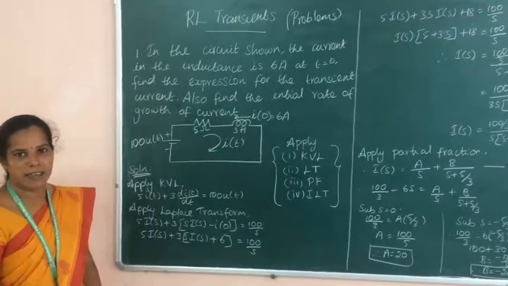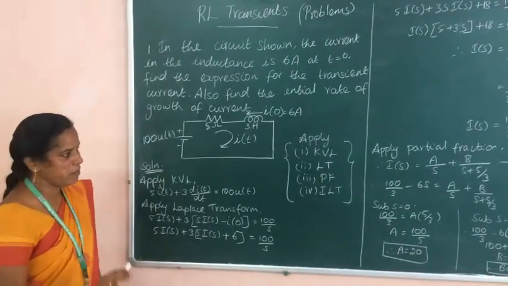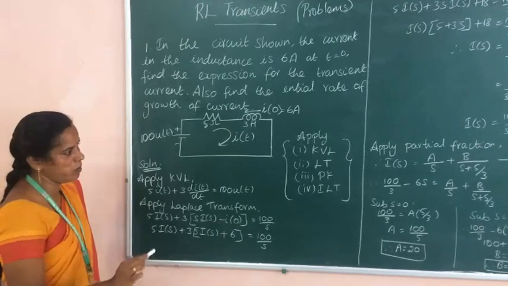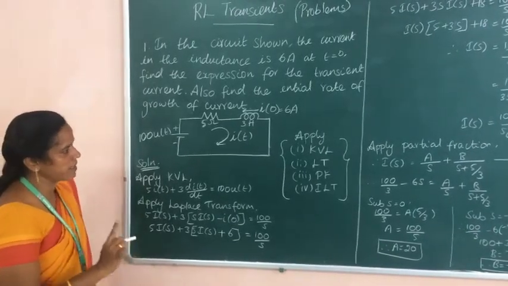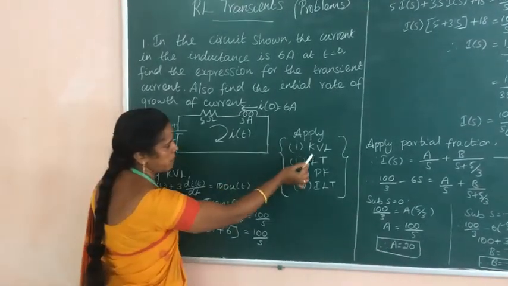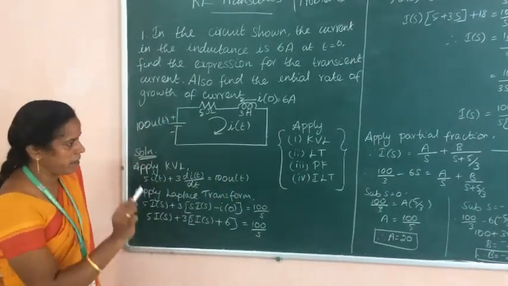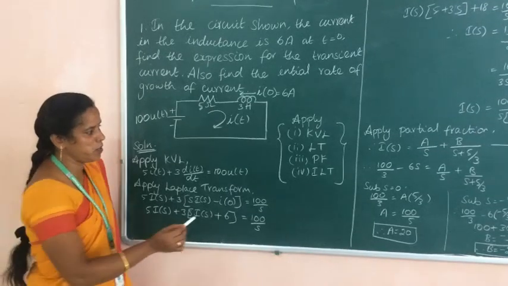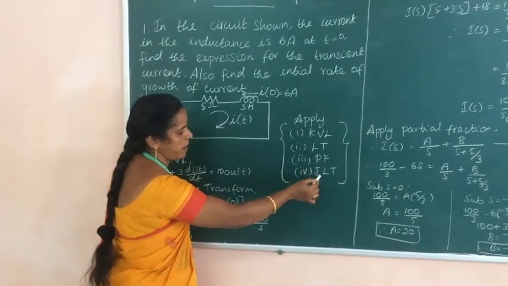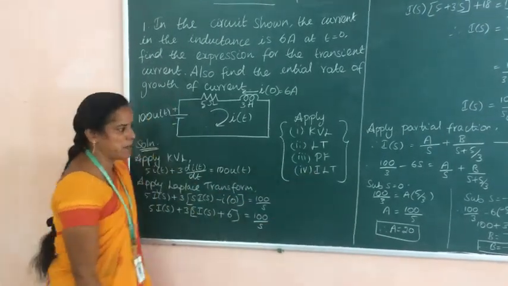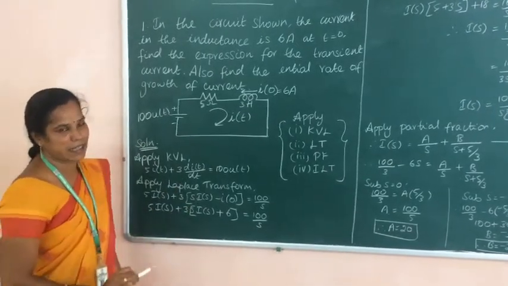As we are already thorough with this derivation part, we know we have to follow 4 steps for finding the transient current. First one is we have to apply KVL. Next we have to find the Laplace transform for the written KVL. Third step is we have to find the partial fraction. Last one is the inverse Laplace transform, and we will get the transient current.